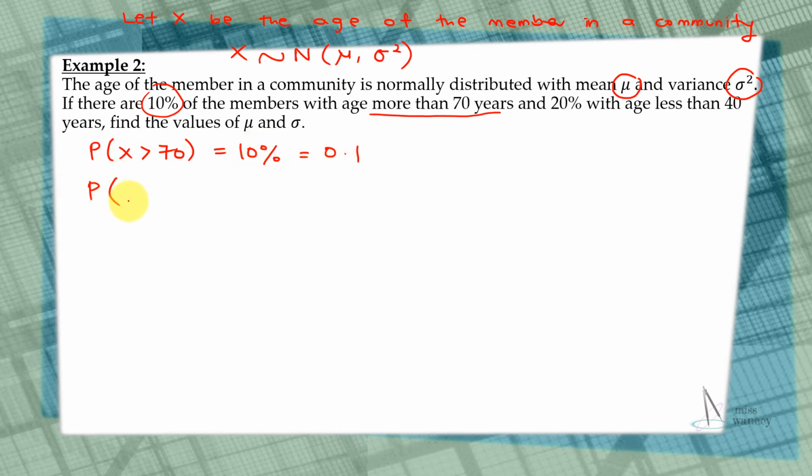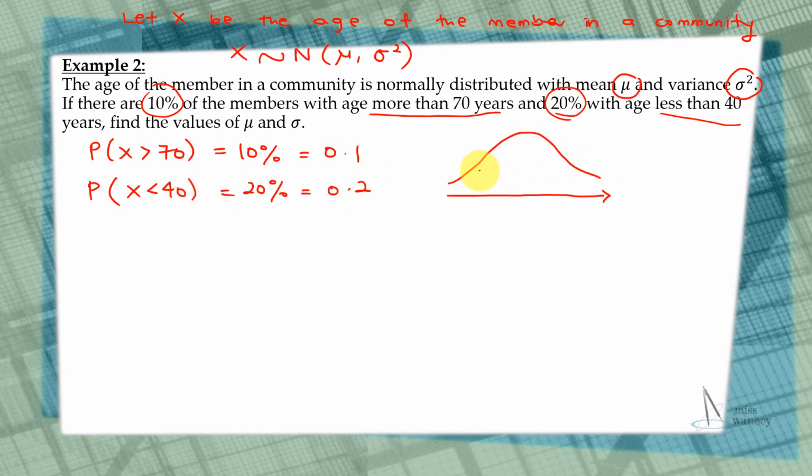And then the probability of age less than 40 is 20%. So x less than 40 is equal to 20%, 20 over 100, so this is 0.2. Let us draw the bell-shaped curve to see where 40 and 70 are. If this is x, the mean is mu. Now we have to decide where 40 and 70 are.